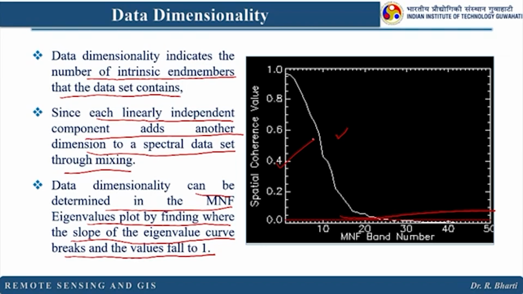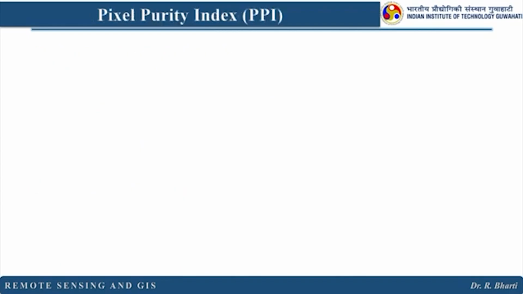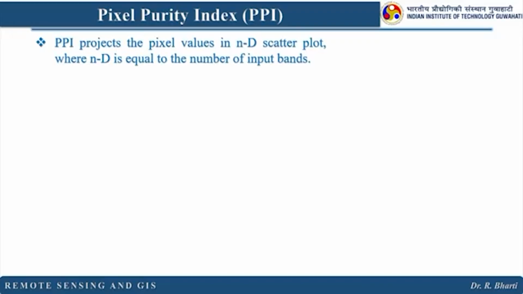So, then you can come up with the final conclusion that this is the data set, or this is the inherent data dimensionality of your hyperspectral image. So, once you have identified all the bands which are unique, then we will run this pixel purity index for the end member extraction. So, PPI projects the pixel values in ND scatter plot.